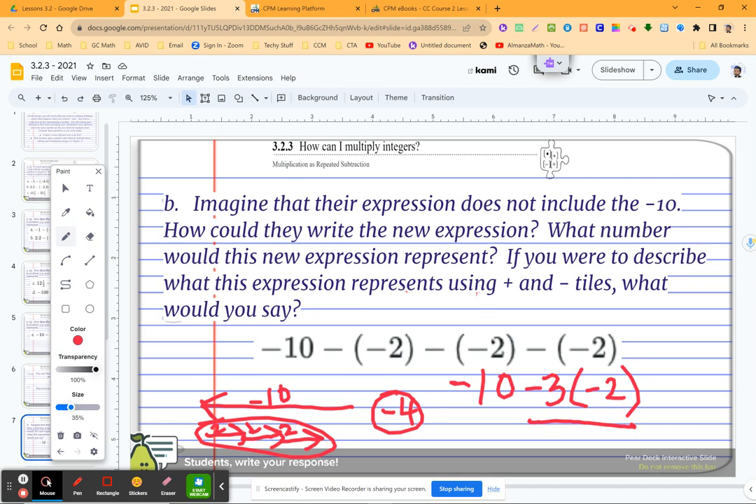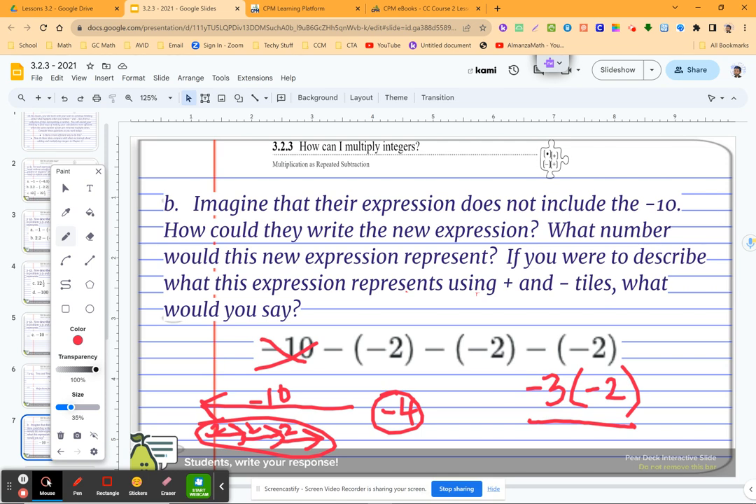So if we take away this negative 10 from the expression, we're basically taking away 3 groups of negative 2 from 0. So we're kind of assuming that this 10 does not exist. We're just taking away 3 groups of negative 2 from 0. Now here's the logic behind this.